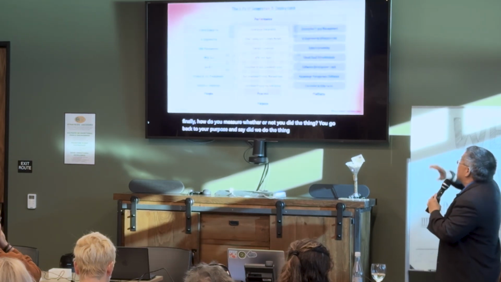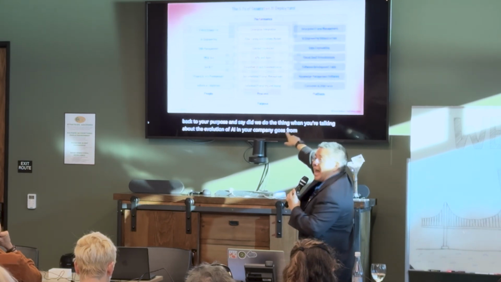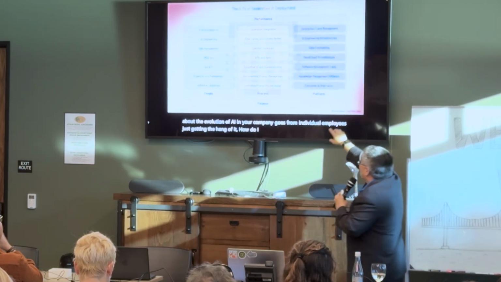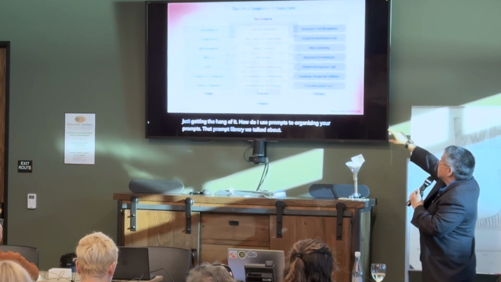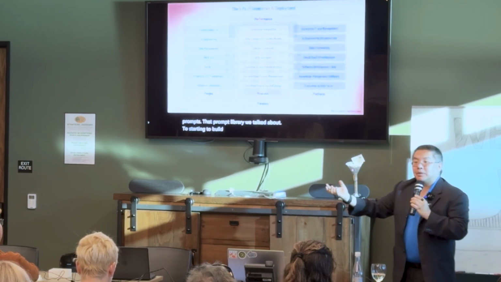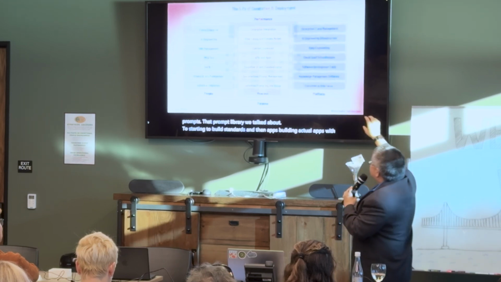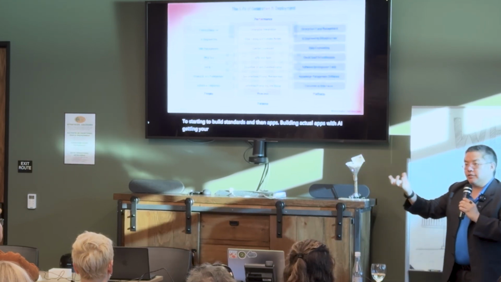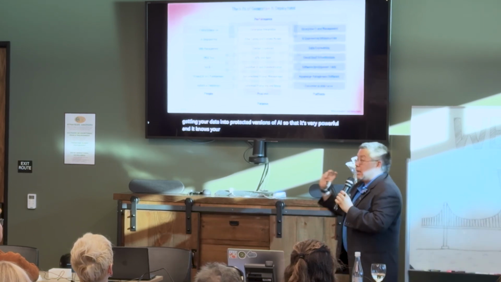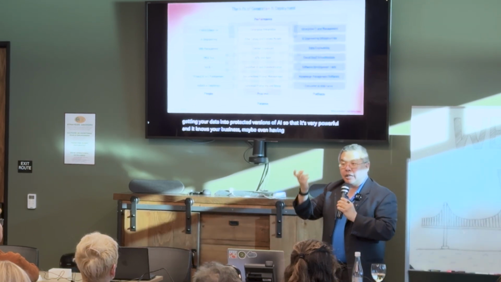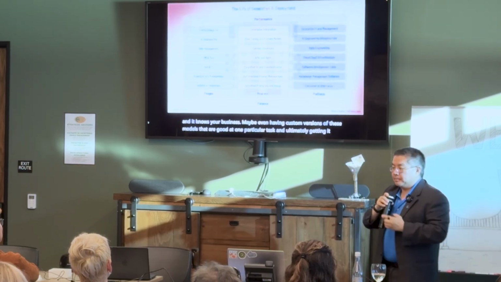When you're talking about the evolution of AI in your company, it goes from individual employees just getting the hang of it, how do I use prompts, to organizing your prompts, that prompt library we talked about, to starting to build standards and then apps, building actual apps with AI, getting your data into protected versions of AI so that it's very powerful and it knows your business, maybe even having custom versions of these models that are good at one particular task, and ultimately getting it spread throughout your company.